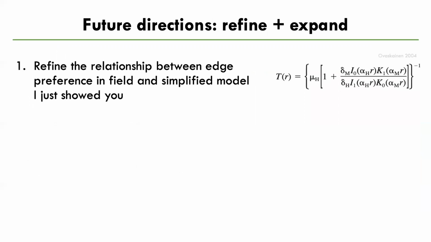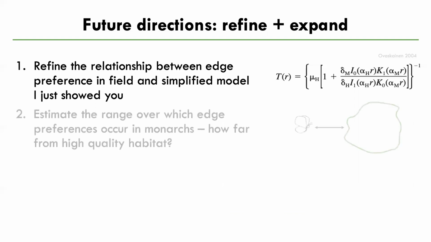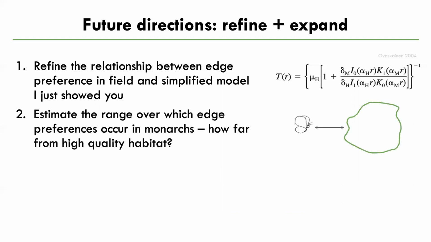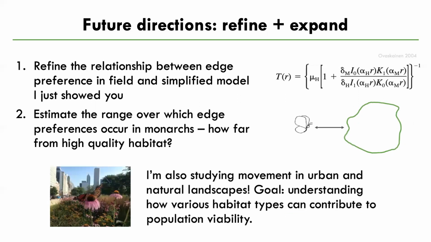In the future, I'd like to refine and expand these results. First, I can refine the relationship between edge preference in the field and the simplified model I just showed you, so that our k-values are not just approximate. As I mentioned, there are some complicated corrections that we can do using their movement statistics. We can also estimate in the field the range over which edge preferences occur. So how far away from the edge are monarchs exhibiting this bias towards milkweed? Separately, I'm also interested in studying movement in urban and natural landscapes and comparing the two, with the goal of understanding how various habitat types can contribute to population viability in our increasingly fragmented world.